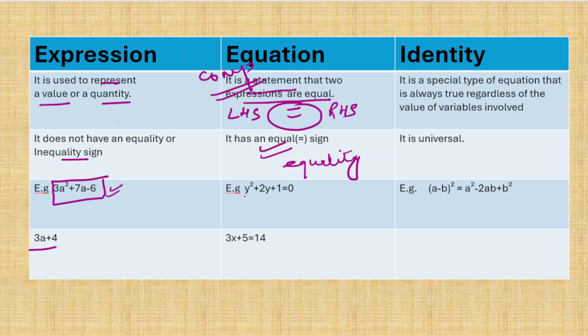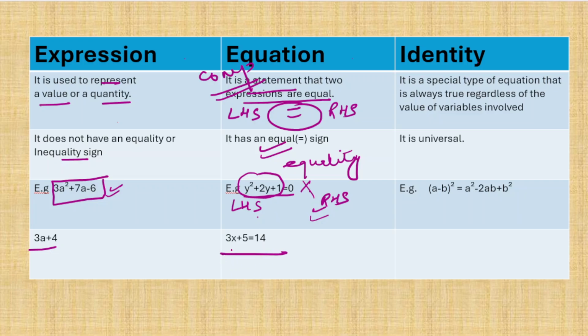Like you can see in the example, y square plus 2y plus 1 is equal to 0. Here the left hand side and right hand side are equal. But since on your left hand side you have a variable, it is not necessary that this holds the equality for every value. For some value of y, your left hand side will become equal to your right hand side. If you put y equals 1, y equals 2, y equals 100, for every value of y, this is not true. This is going to be true for a specific value of y. So this is your equation.